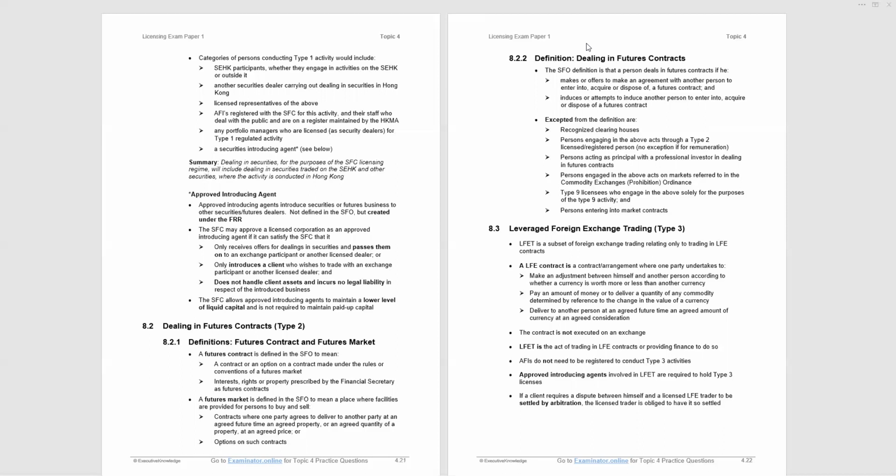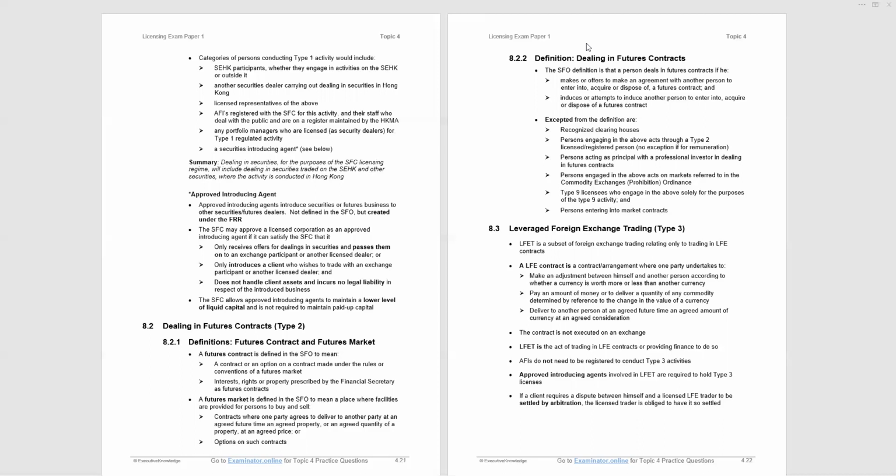We now move on to Type 2, dealing in futures. And this really mirrors a lot of the material for Type 1. So we have a definition of a futures contract and a futures market. Well, rarely examined. Just be aware, a futures contract is a standardized forward contract that's traded on a futures market. Definition of dealing in futures contracts, top of page 4.22.